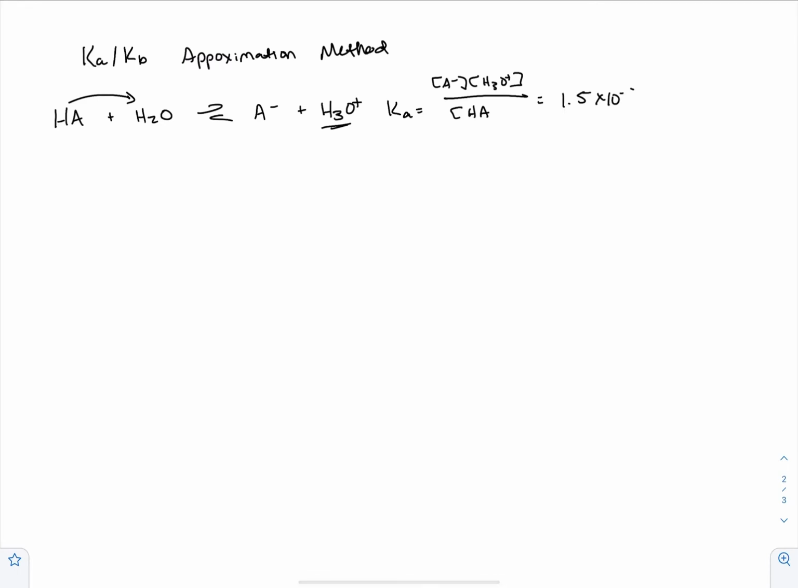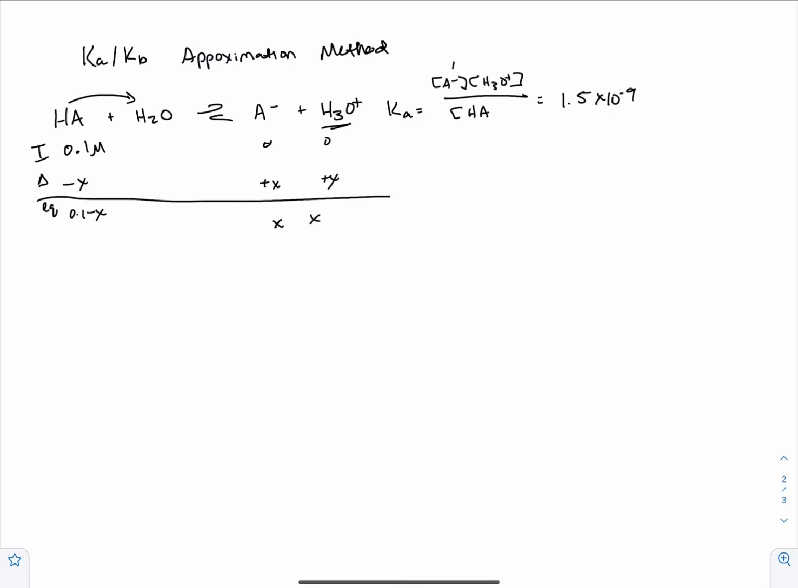All right, so let's say we look this up and we find out that the Ka is 1.5 times 10 to the minus 9th. And let's also say that we know initially I had 0.1 molar of HA. So when I go to fill this in, that's minus x. Remember, the water doesn't matter. That's 0, 0, plus x, and so I get x and x.